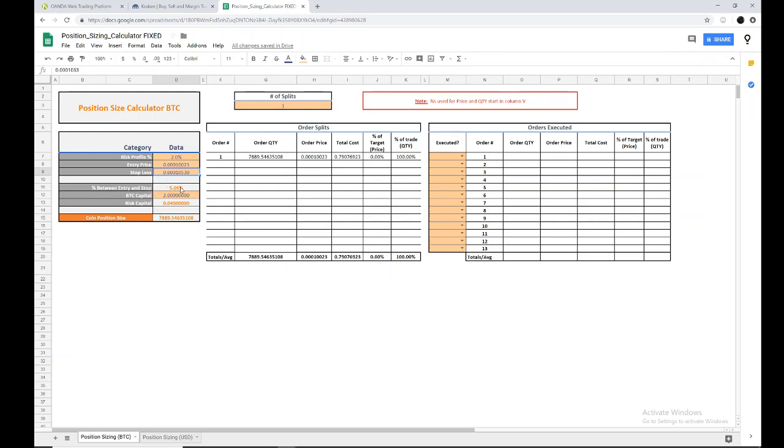It's 5% away from the stop. So those are the key numbers here. It makes it a lot easier.